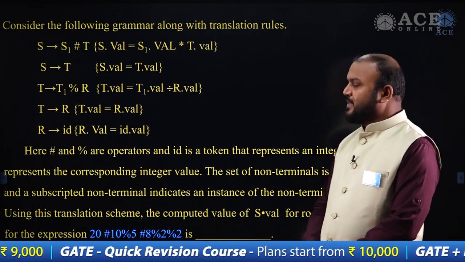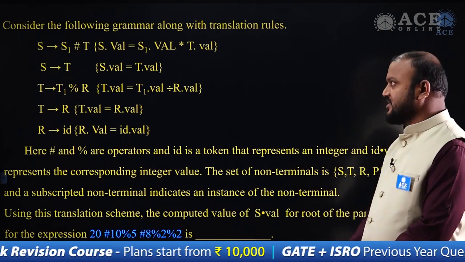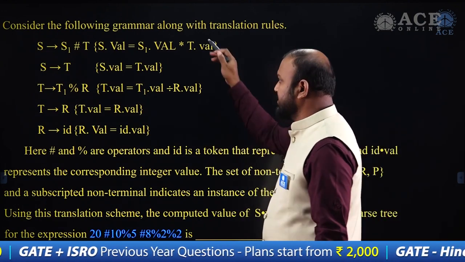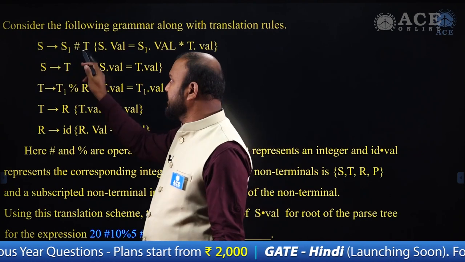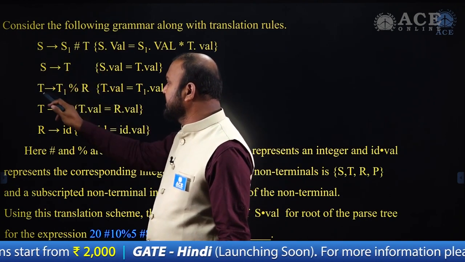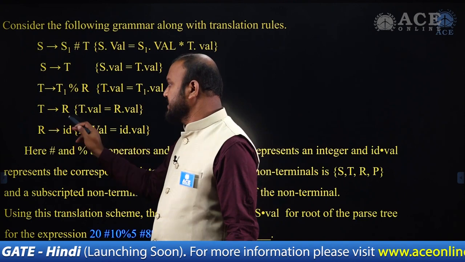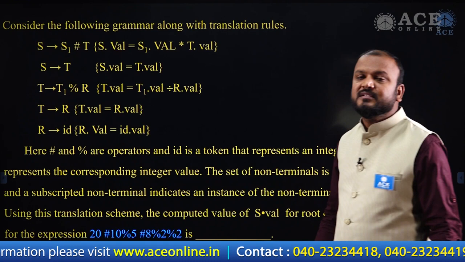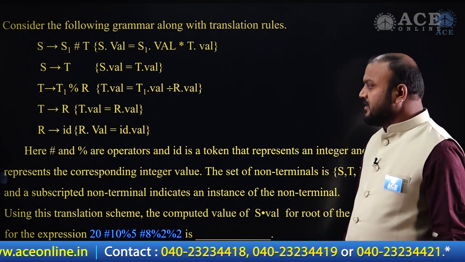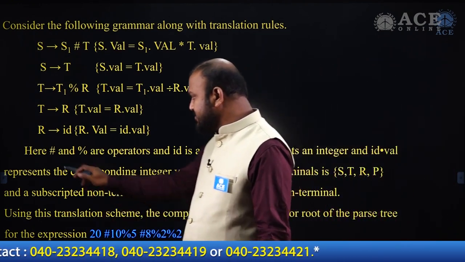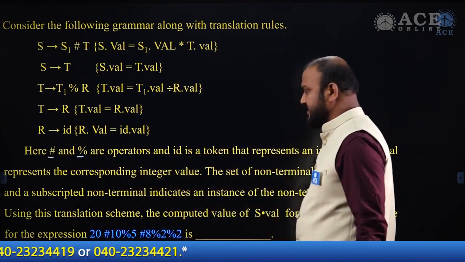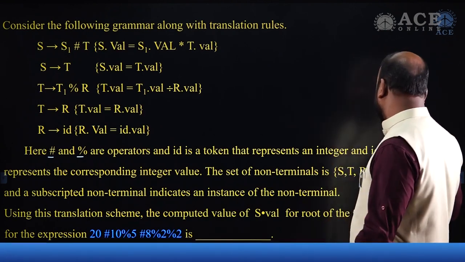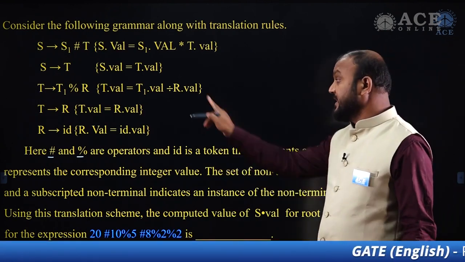Here it is a question based on syntax directed translation, and it is given a grammar along with the translation rules. Now the grammar is S tends to S hash T, S tends to T, T tends to T percentile R, T tends to R, R tends to ID, and whatever is mentioned in the parenthesis are called the translation rules. Here clearly given, hash and percentile are operators and ID is a token that represents an integer, and ID dot value represents the corresponding integer value.